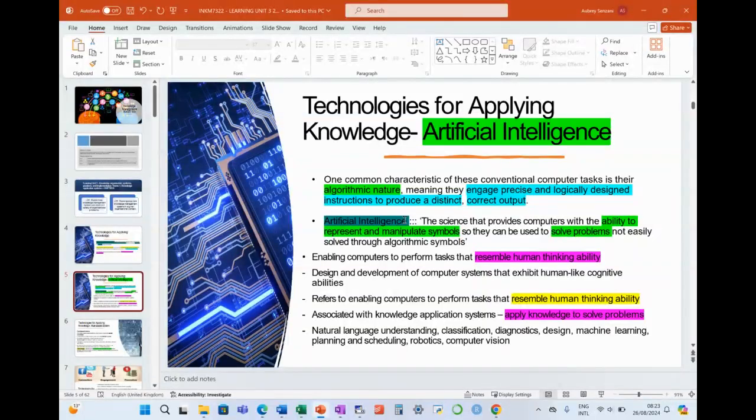So you are all correct. Here it says the science that provides computers with the ability to represent and manipulate symbols so they can be used to solve problems not easily solved through algorithmic symbols. Earlier, one of the gentlemen highlighted that they resemble human thinking. And I think we have all, in one way, shape, or form, been speaking to how it helps solve problems. And you are 100% correct.